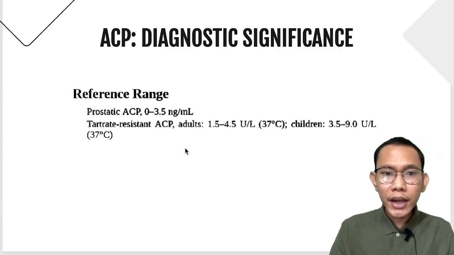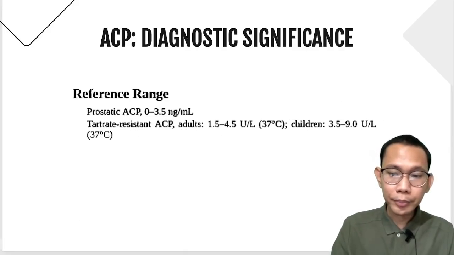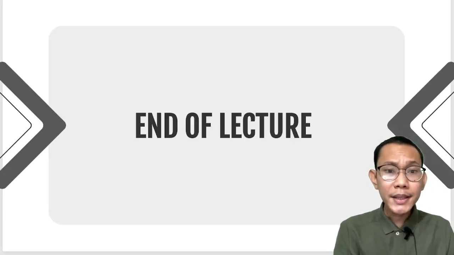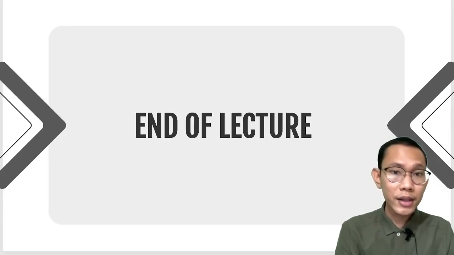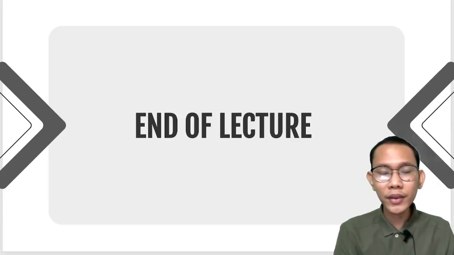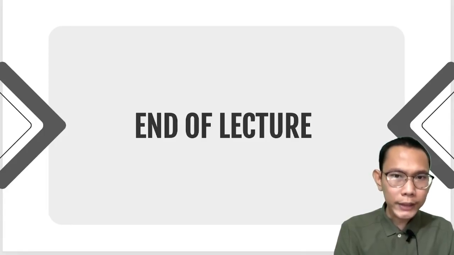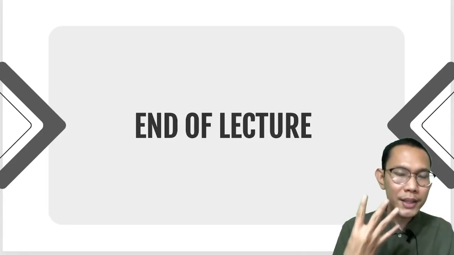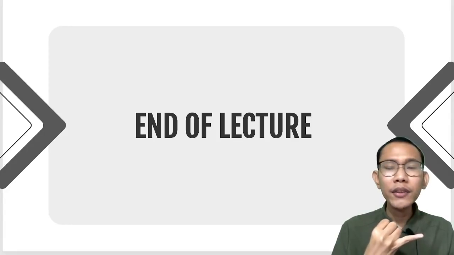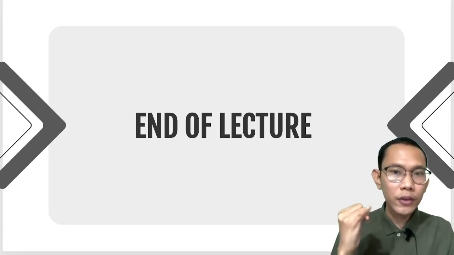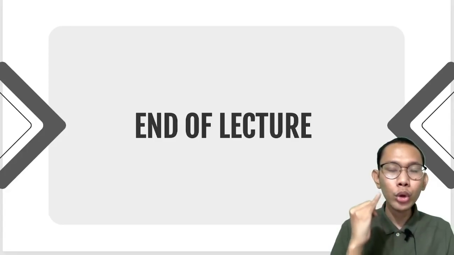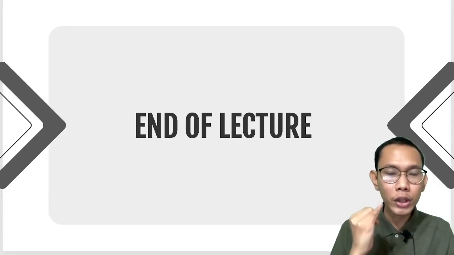In terms of the reference range of our prostatic ACP, we have 0 to 3 for tartrate resistant. These are our different values. I guess that ends our lecture discussion with your transaminases and your phosphatases. The important part for the four enzymes that we discussed is that you really identify the tissue sources. Because if you know the tissue sources, you will be able to determine the possible pathology, the possible problem later on in our patient.